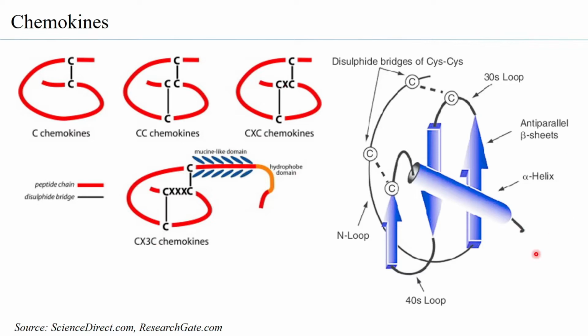Now the general structure of the chemokine, the folded structure, very clearly has a beta pleated sheet, an alpha helix, and two cysteine disulfide linkages. You have this loop present over here and another loop over here, and these play an important role in interacting with either the matrix or the chemokine receptor. So this is the basic structure of chemokines.